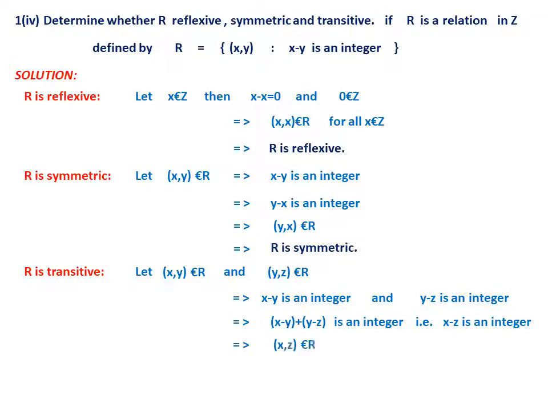Now whenever x minus z is an integer, what should happen? (x, z) should be in R by definition. So this implies R is transitive, because (x, y) is in R and (y, z) is in R implies (x, z) is in R. Therefore the given relation is a very good example of reflexive, symmetric and transitive. You can also add one more thing: it is an equivalence relation, because it is reflexive, symmetric and transitive.